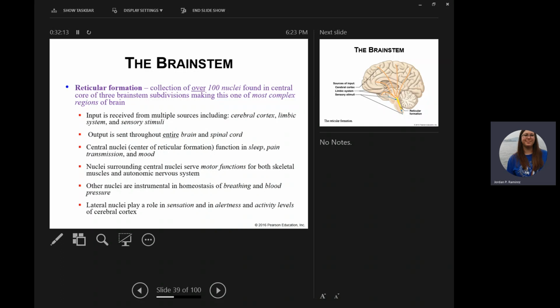So basically what this is saying is this is a super complex portion of the brain that does a lot of different stuff. Look at all of this: functions in sleep, pain transmission, and mood, motor functions, breathing, blood pressure, homeostasis, sensation, alertness, activity levels, a lot of different stuff. A lot of those homeostatic norms are monitored specifically by this section. Just crazy.